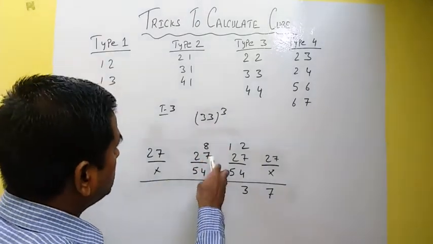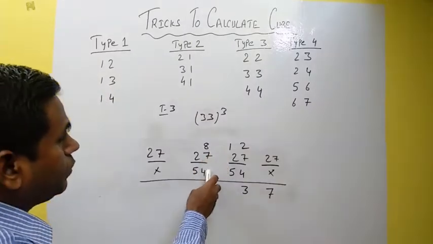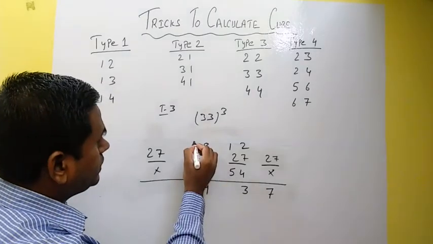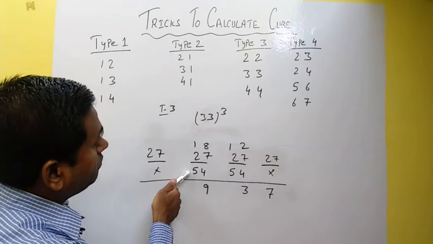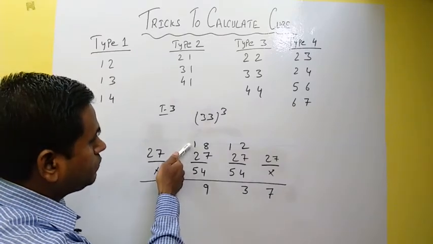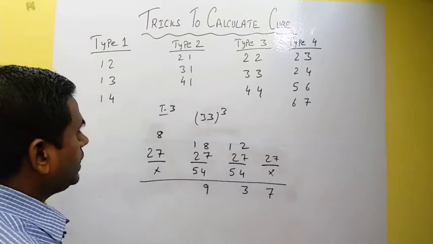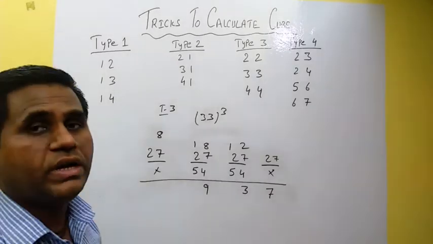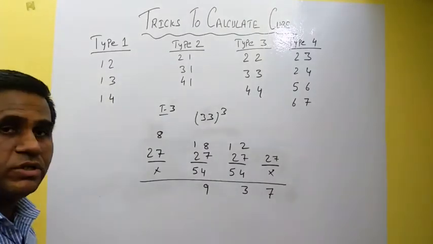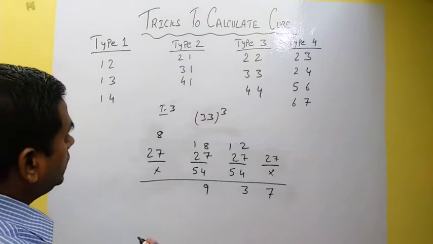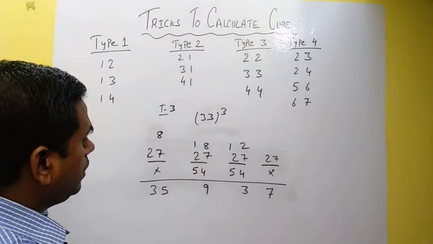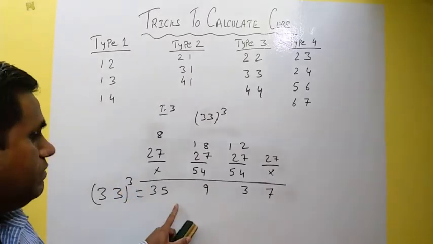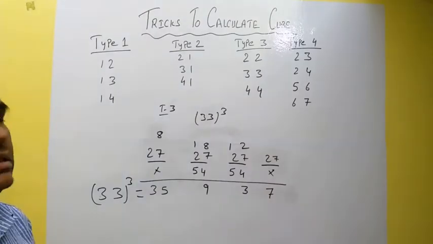Now here you can see 8 plus 4 is 12. 12 plus 7 is 19. So for 19 we will write 9. 1 is a carry forward. Now you can add 5 plus 2, 7. 7 plus 1 is 8. 8 will come here as a carry forward, and then we can add 27 plus 8. So 27 plus 8 will become how much, friends? It will become 35. So this is 33 cube is equal to 35937. This is the answer.